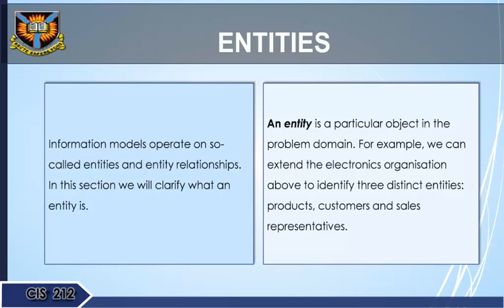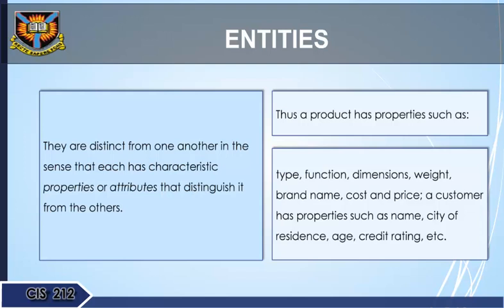In this section, we will clarify what an entity is. An entity is a particular object in the problem domain. For example, we can extend the electronics organization above to identify three distinct entities: products, customers, and sales representatives. They are distinct from one another in the sense that each has characteristics, properties, or attributes that distinguish it from the others. Thus, a product has properties such as type, function, dimensions, weight, brand name, cost, and price.